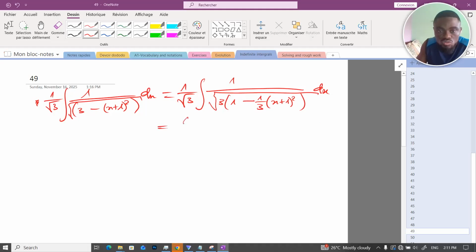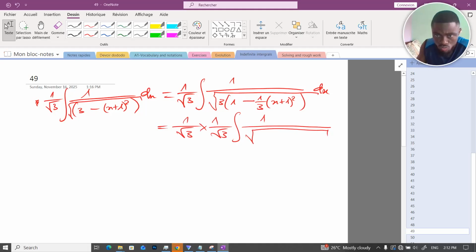So I will apply it here. This will be equals to 1 on root 3 times 1 on root 3, because there is root 3 here. Integral of 1 all over the square root of 1 minus 1 on 3 into (x plus 1) all that squared, dx. Is that okay? Now, what we have to do is bring in all of this inside here.